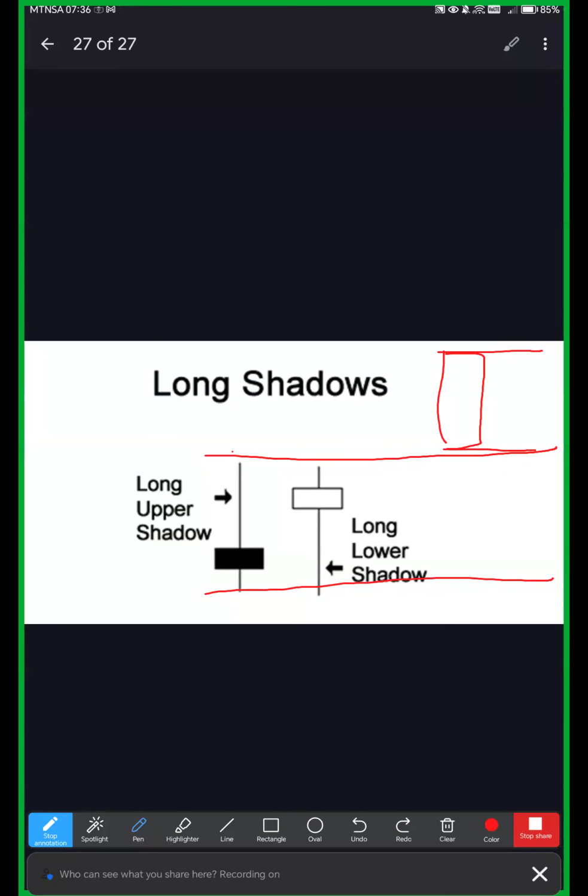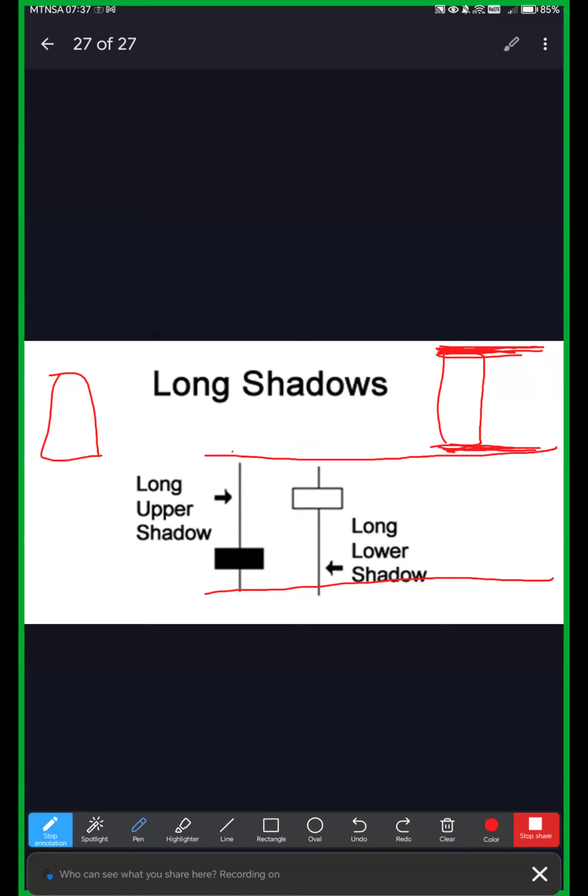So I'm saying in a full body candlestick, the opening of the candle becomes the low. The closing of the candle becomes the high in the case of a green candle. In the case of a red candle, it is different. Remember, sellers open on top, they close below. Where price opened becomes the high, where price closed becomes the low.